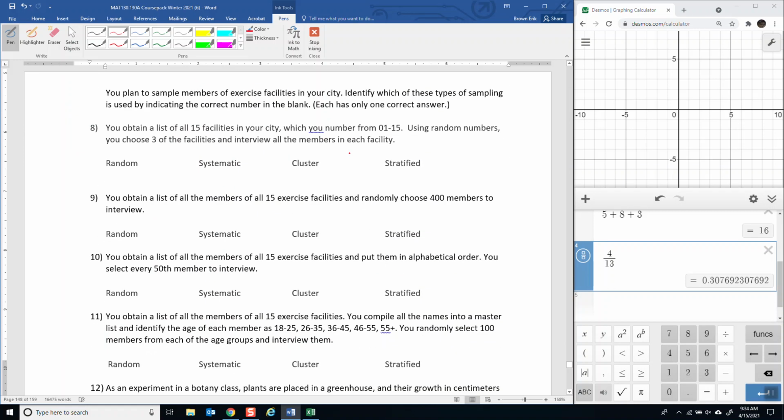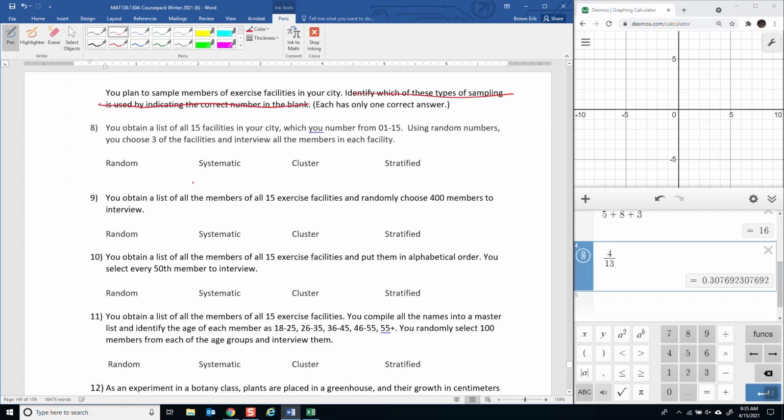All right, so here we're going to plan to sample members of exercise facilities in your city. Identify which of these types of sampling is used by indicating the correct number in the blank. Okay, well, that doesn't make any sense. We're circling.